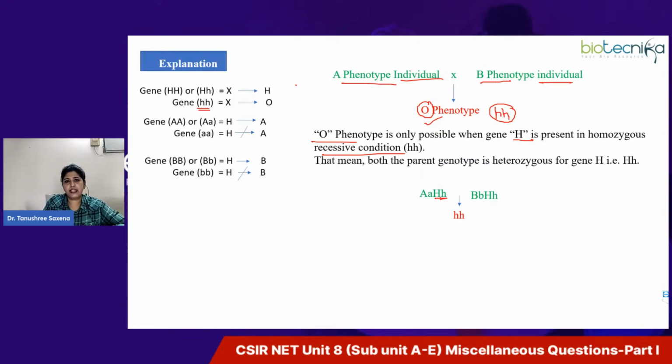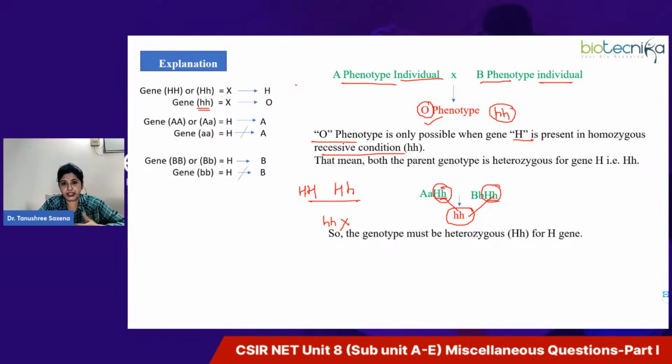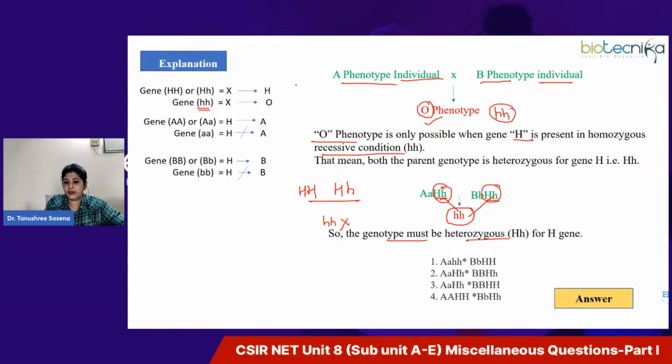So if the parents are heterozygous, each parent will contribute the recessive allele, and only then you will have a homozygous recessive condition. Because if you consider one parent homozygous dominant and another homozygous recessive, you cannot get homozygous recessive in the progeny. Any one parent can be homozygous recessive for the H allele, that can be possible. So we have to answer the question based on the options given to us. Definitely the genotype must be heterozygous.